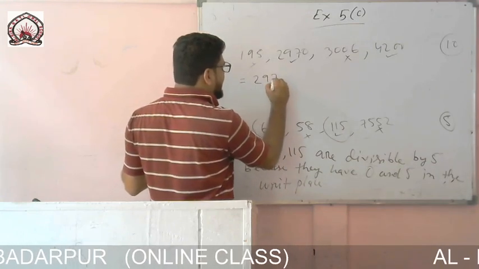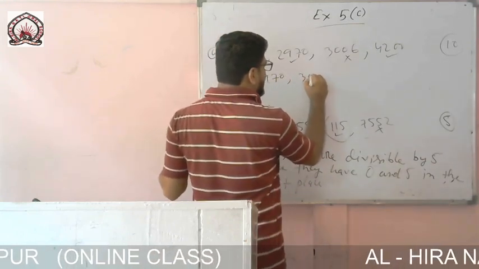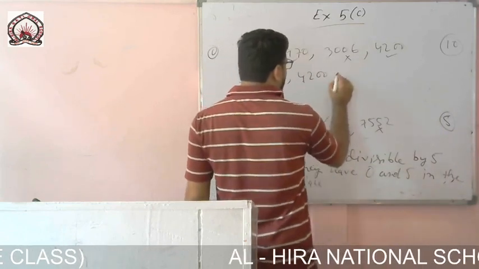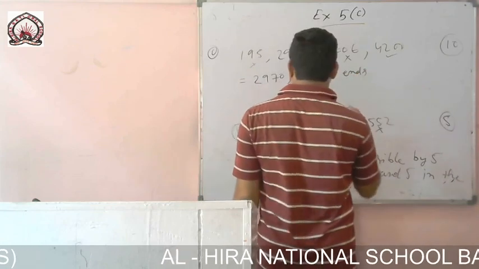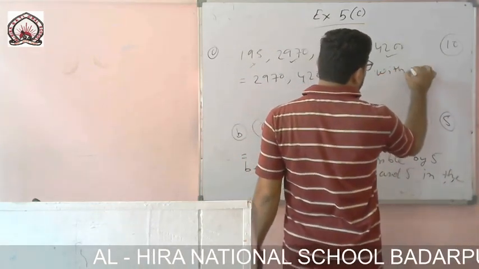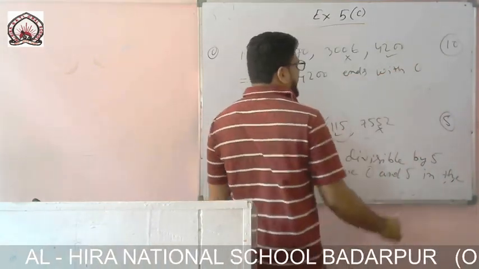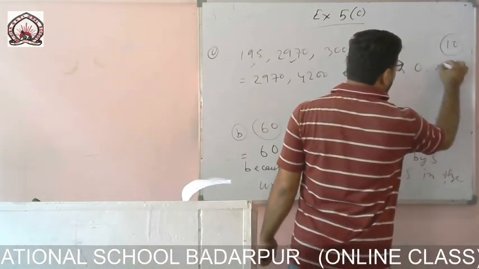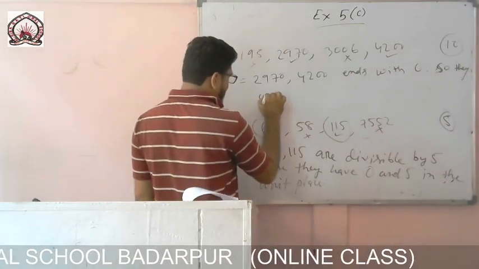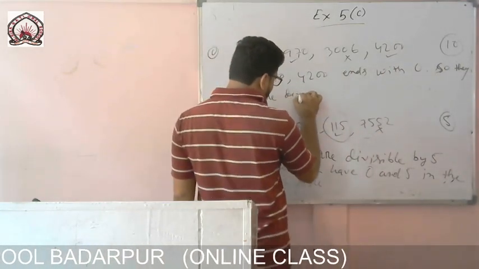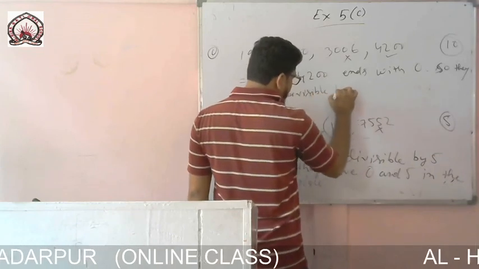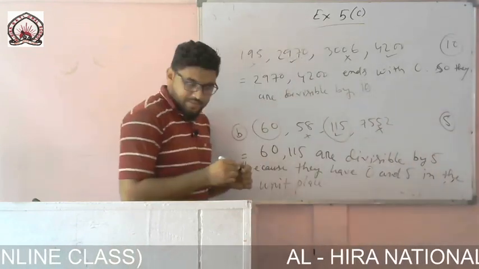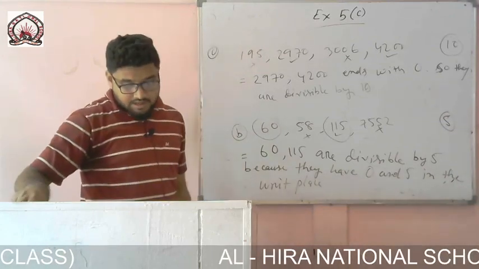Right, 2970, 4200 ends with 0. So they are divisible by 10. Okay, so they are divisible by what? 10.